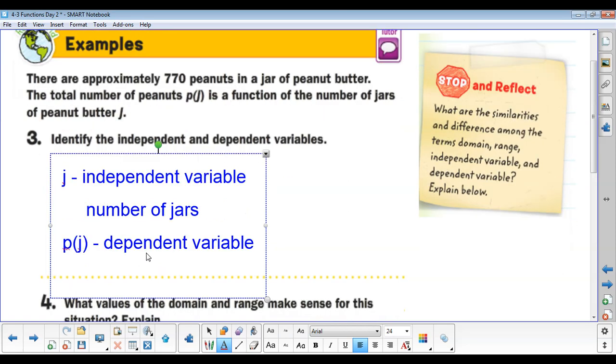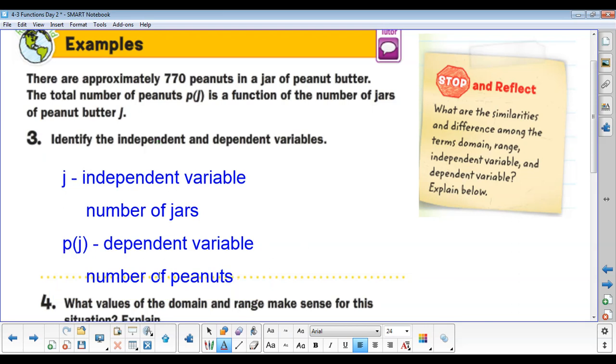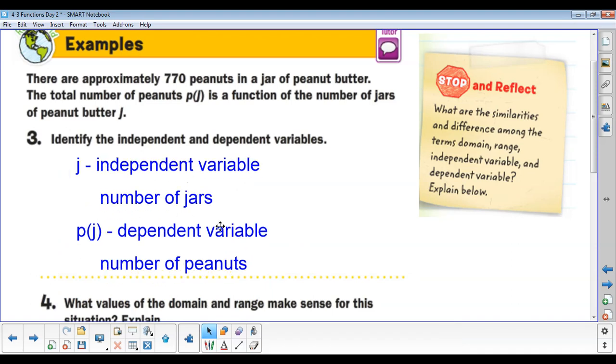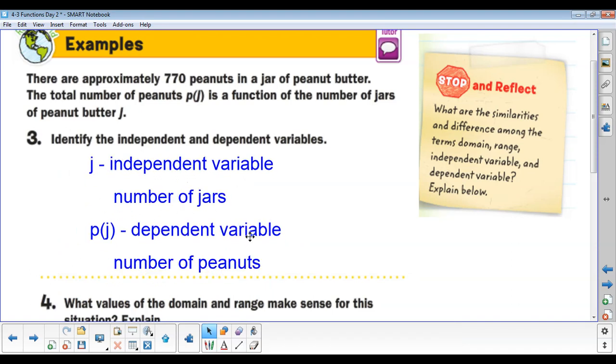In this case, it's the number of peanuts. And that should make sense anyway, because the number of peanuts used depends on how many jars there are. If we make 1 jar of peanut butter, it's gonna require a much different number of peanuts than if we make 100 jars of peanut butter.